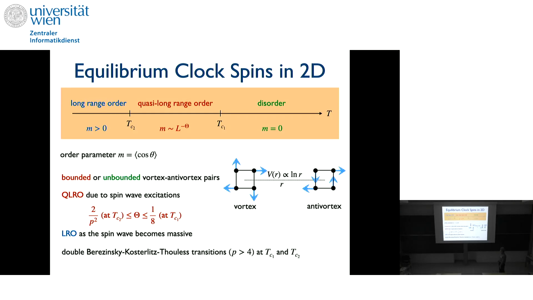When p is smaller than 4, then this symmetry breaking field is relevant. Relevant? Yes. So there is no Gaussian model. For this vortex anti-vortex driven transition, this theta takes a universal value of 1 over 4. But when the symmetry breaking field becomes relevant, this exponent takes another universal value, 1 over p squared. And actually, the transition at here and here is related by some mathematical map, the so-called duality map. So both belong to the famous BKT transition.